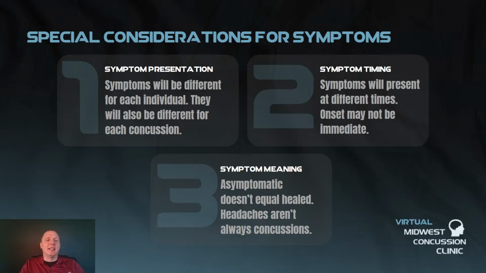The third thing to take in mind is you have to take each symptom individually and as a group. Asymptomatic does not necessarily mean that a concussion hasn't occurred or that an individual is healed from their concussion. We need to make sure that those three components are back in line. We have the concussion event, we have the objective testing that's back to normal, and we have the subjective reports that are back to normal.